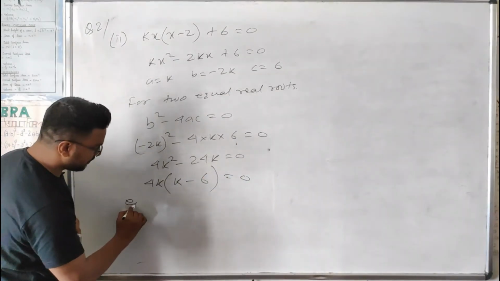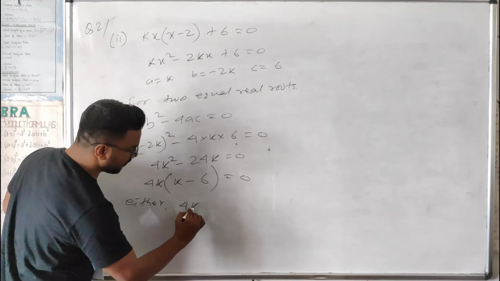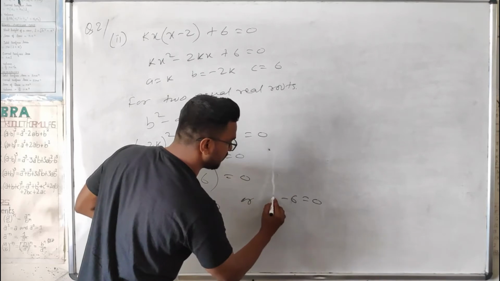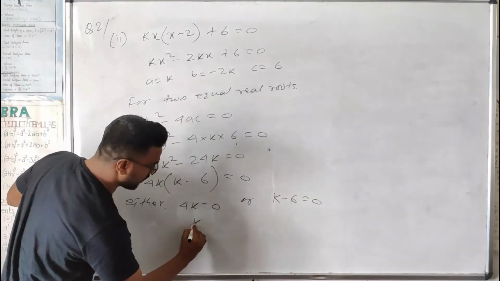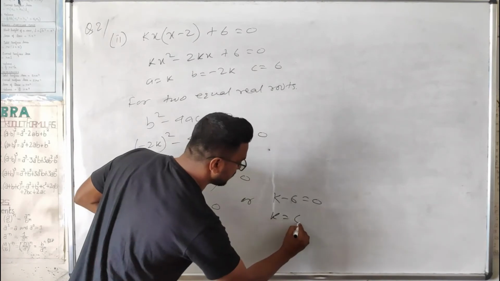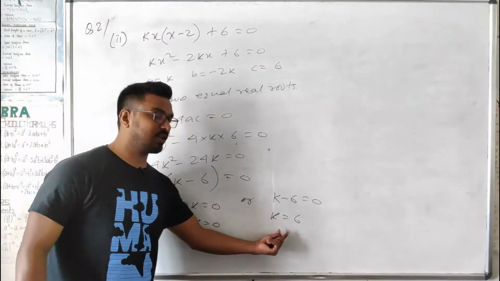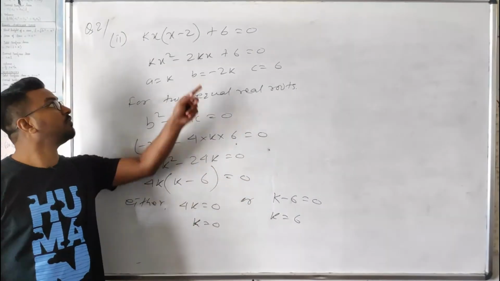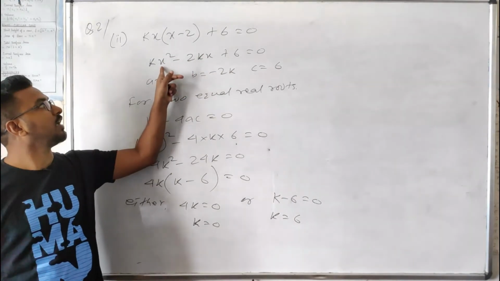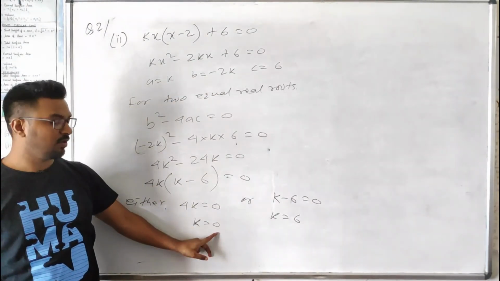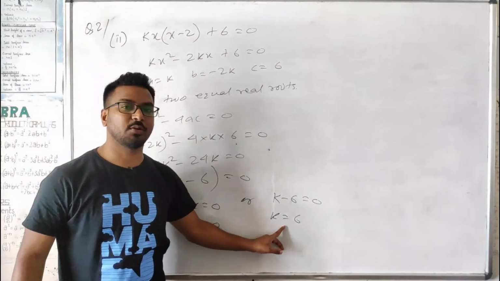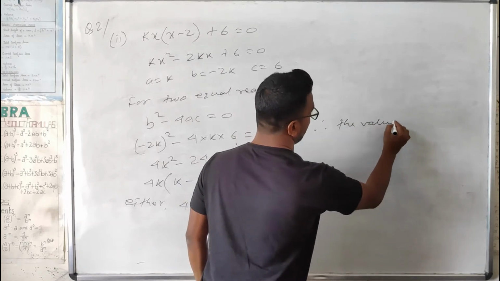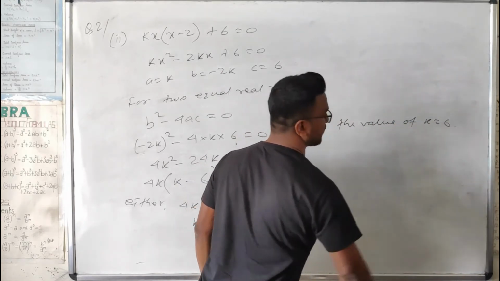So here either 4k equals to 0 or k minus 6 equals to 0. Fine. So this will become k equals to 0, and here k equals to 6. So either k equals to 0 or k equals to 6. Can it be 0? The value of k, can it be 0? If you put k equals to 0, both the equations a and b will become 0. So this will not be admissible. Okay, so we'll take k equals to 6. Therefore the value of k is equal to 6.